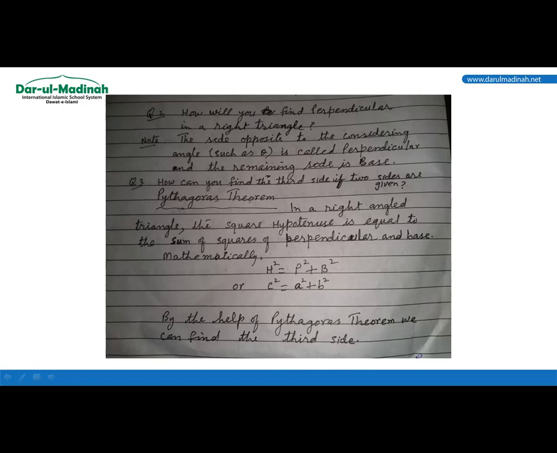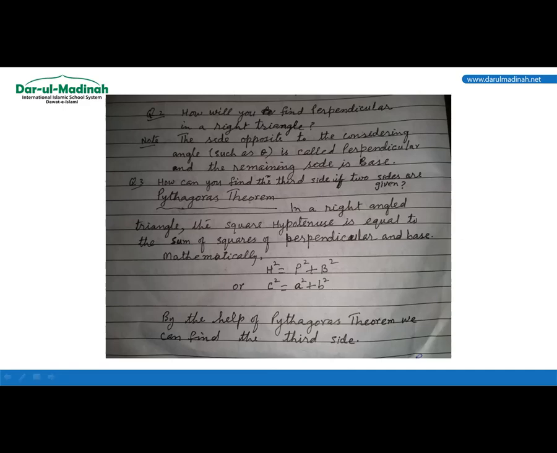How will you find the perpendicular in a right angle triangle? Can you tell me? We have discussed in the previous figure. Yes, the side opposite to the considering angle, such as theta, is called perpendicular. How can you find the third side if two sides are given? By the help of Pythagoras theorem. Can you tell me what is the statement of Pythagoras theorem? We have discussed in geometry.